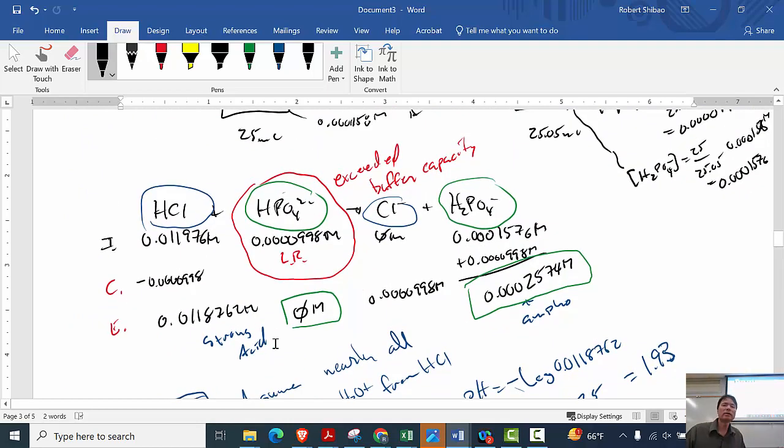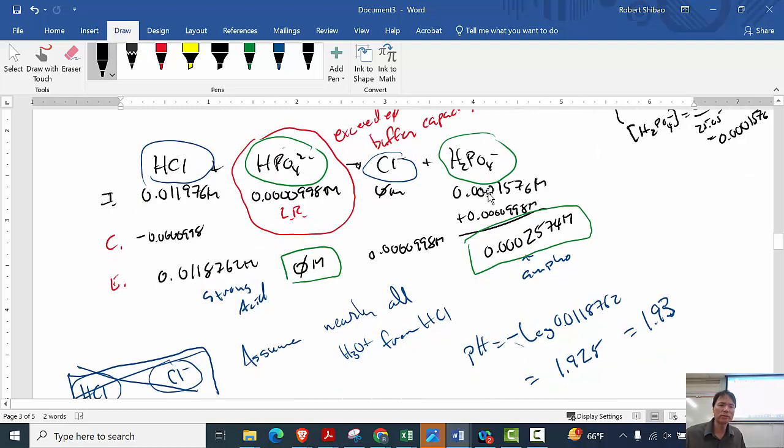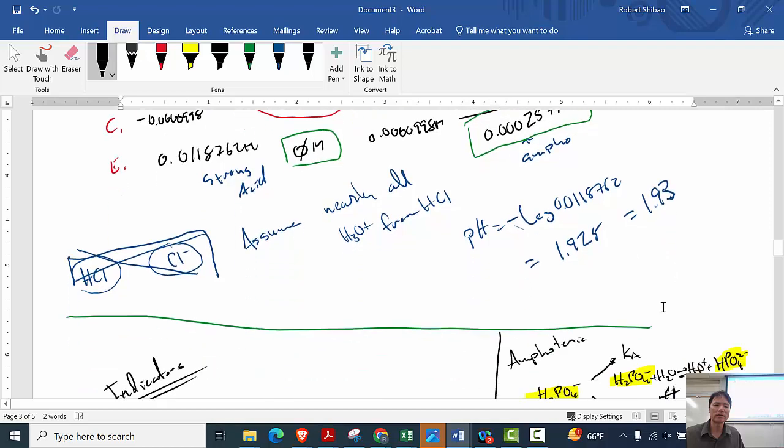So here what I did was we have a strong acid and then we have this simultaneous. So I have to do this simultaneous, but we're going to assume that the dihydrogen phosphate is not going to contribute much additional hydronium, and therefore we get this.